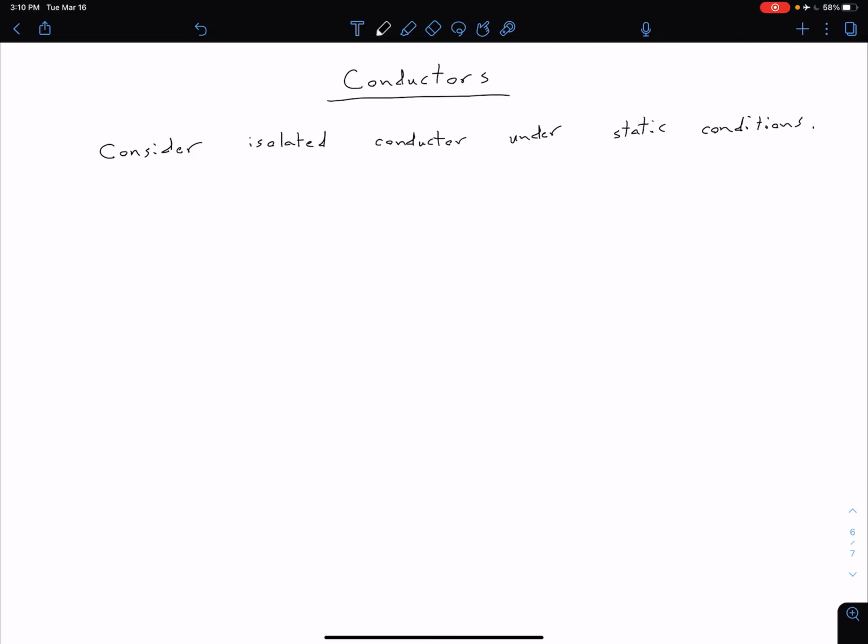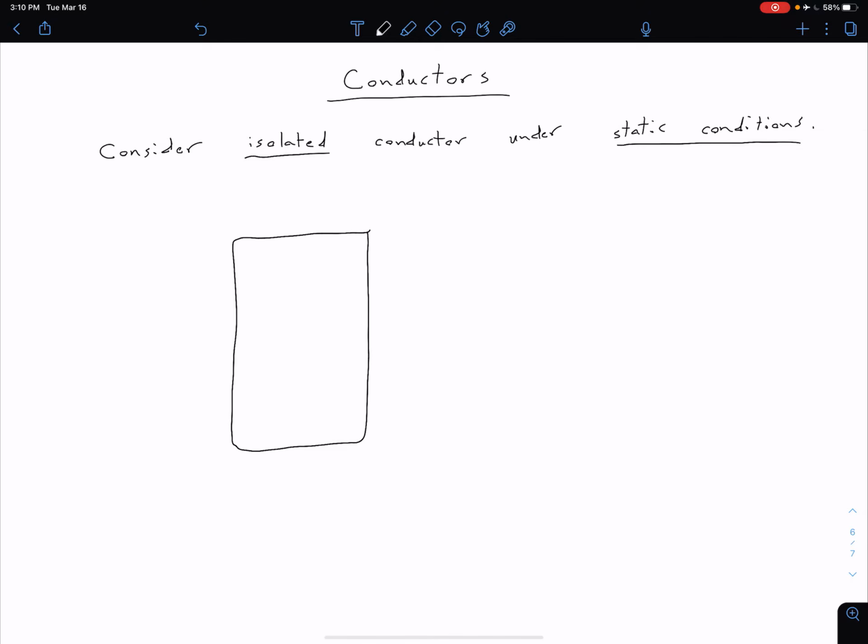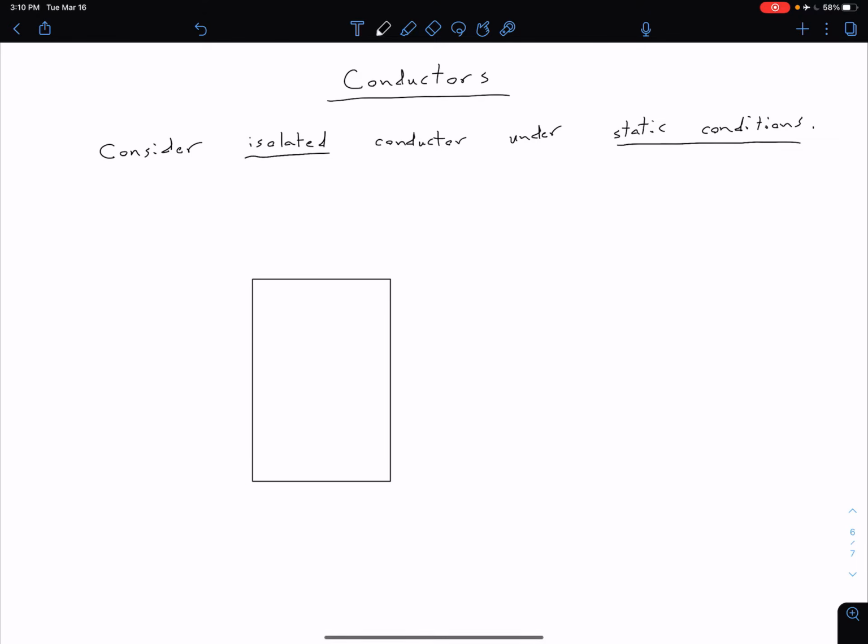So let's talk about conductors for a few videos before moving on to dielectrics. First we're going to consider the case of a conductor which is isolated and under static conditions. By isolated, we mean our conductor isn't part of some circuit, it's just floating in space. And by static conditions, we have some electric field that the conductor is in the presence of, but that electric field is not varying over time.